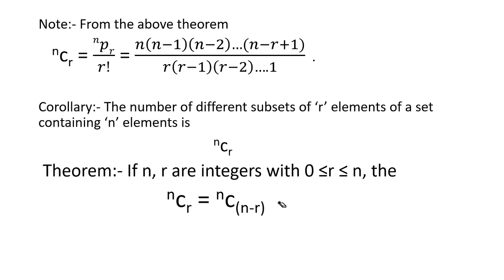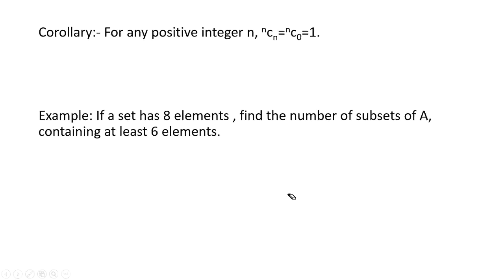Now we have a corollary of this theorem. That is, n choose n is equal to n choose 0, which is equal to 1.